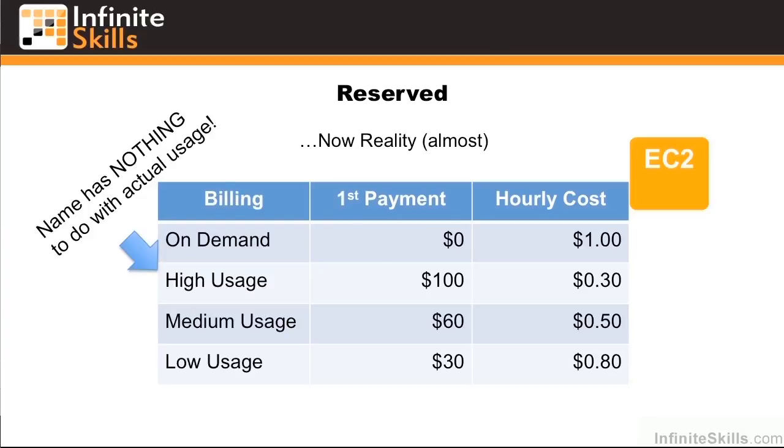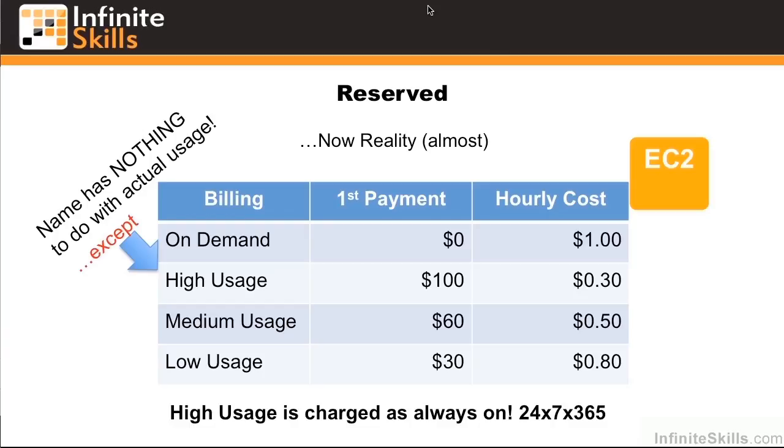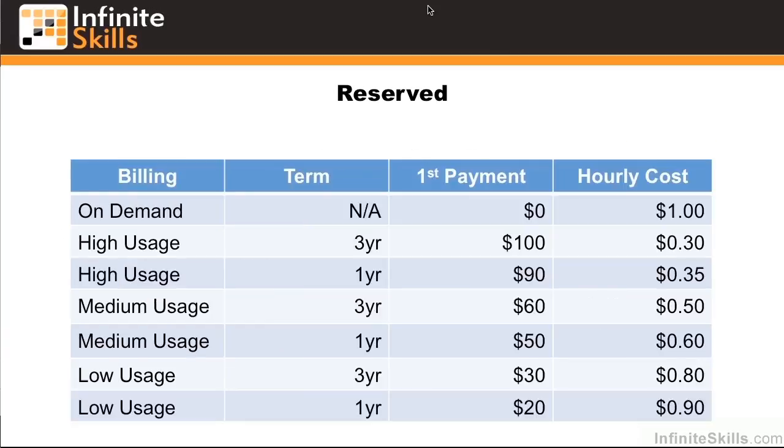The reality is Amazon uses these terms high usage, medium usage, and low usage. And the payment that you do is obviously a first payment, not really a down payment. The one place where the name does have meaning is on high usage. High usage is charged as though it's always on 24/7 every day of the year.